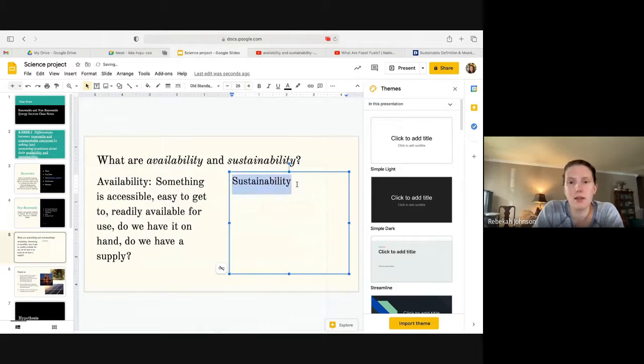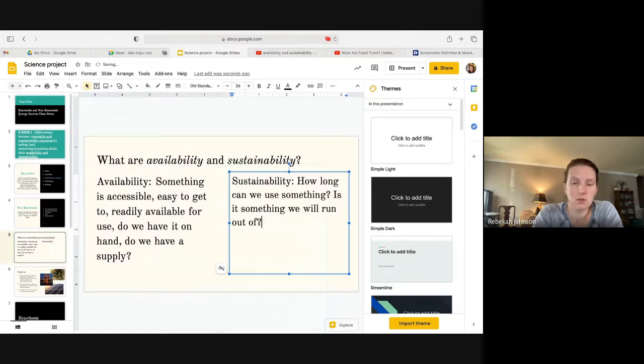Okay, sustainability, the big question comes down to this. How long can we use something? Is it something we will run out of? Can we use it short term?